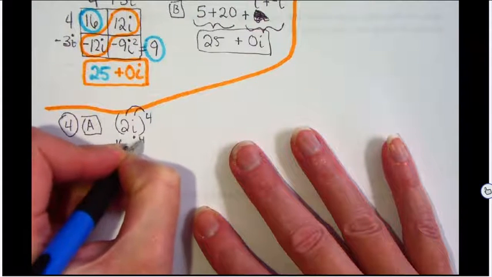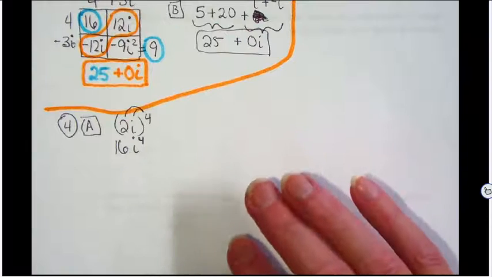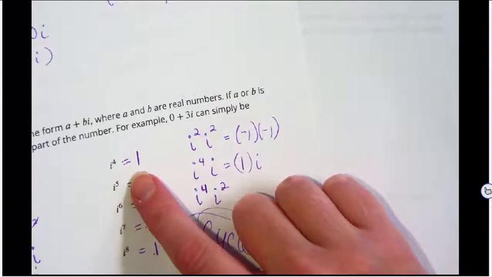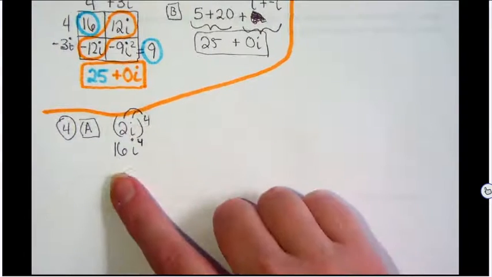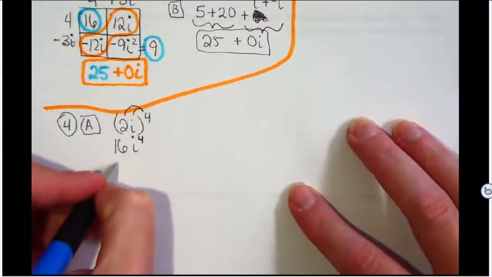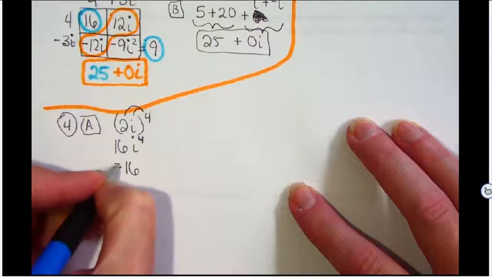i to the 4th. Now somewhere in our past, in our history somewhere, we had i to the 4th, and we knew that i to the 4th equals 1. So this is just 16 times 1, which just equals 16.